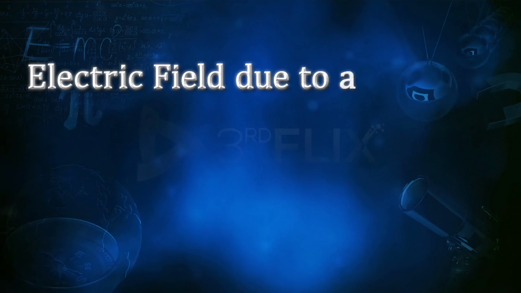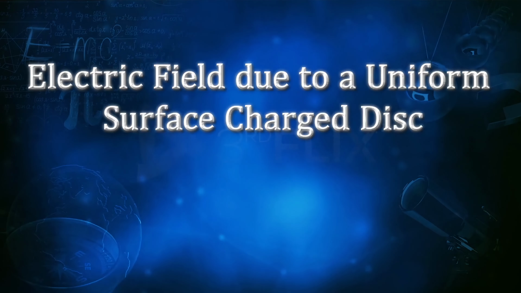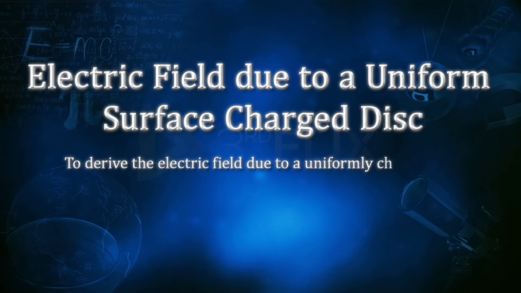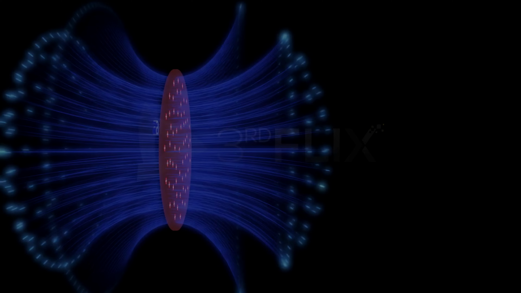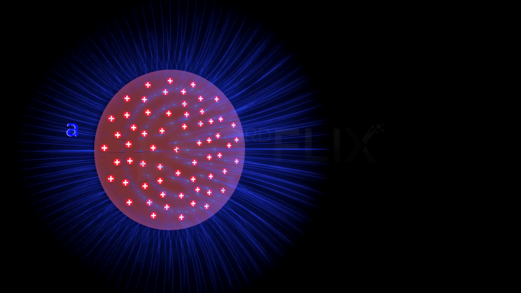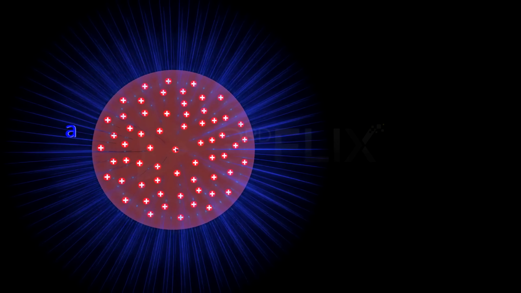Electric field due to a uniform surface charged disk. Objective: to derive the electric field due to a uniformly charged disk. Consider a circular disk of radius a. Charge is uniformly distributed over one of its surfaces.